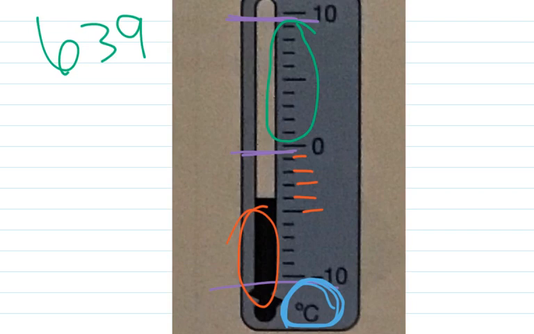Now let's look. This fill line right here comes right over to this line right here. So if we go back to it, this is -1, -2, -3, -4. Oh, bingo! I got it. So the temperature this thermometer reads is -4 degrees Celsius.